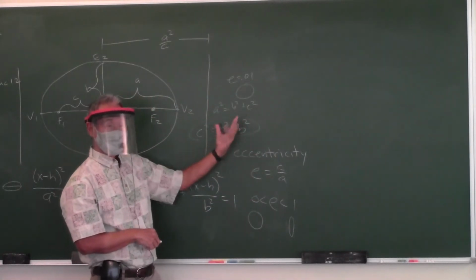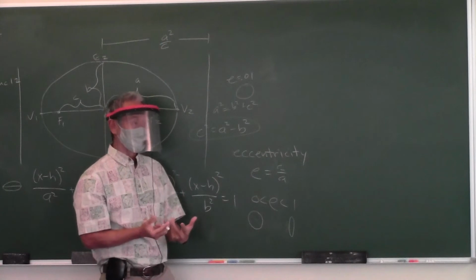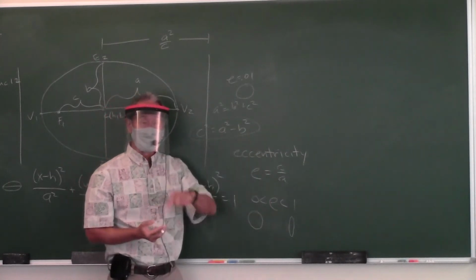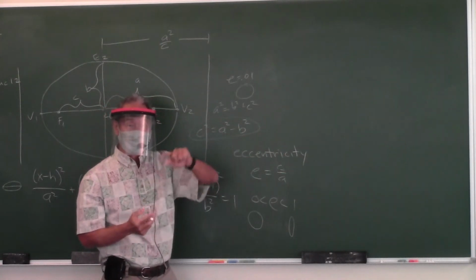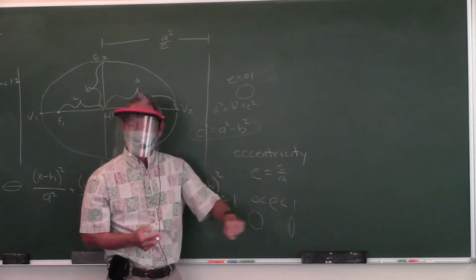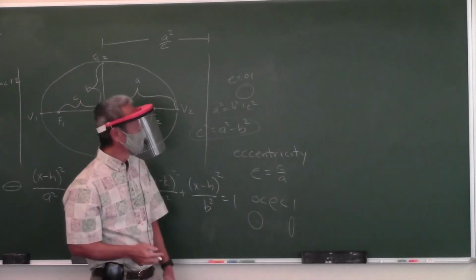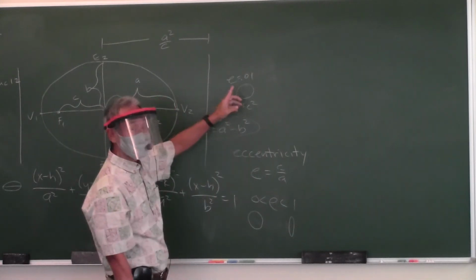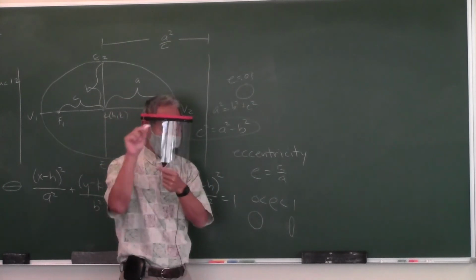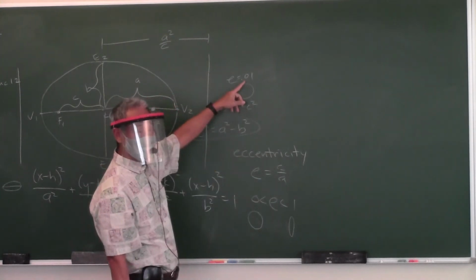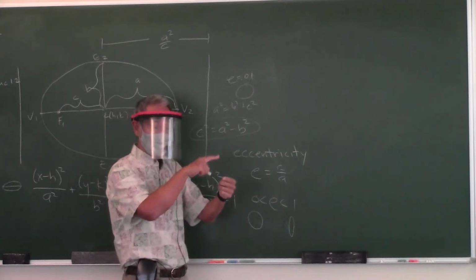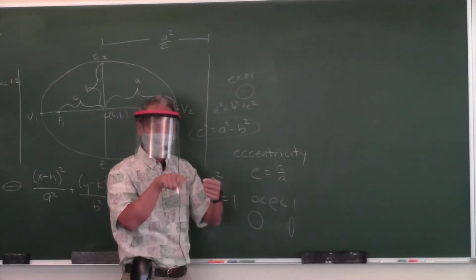In fact, one of the applications of ellipses are planet orbits. You guys learned that in physics, right? When the planets go around the sun, it's in the shape of an ellipse. And the eccentricity of the Earth's orbit around the sun is 0.01. It's almost 0, so it's very circular. But it's not a circle, it's still an ellipse.